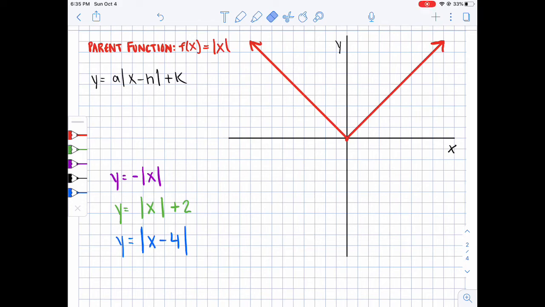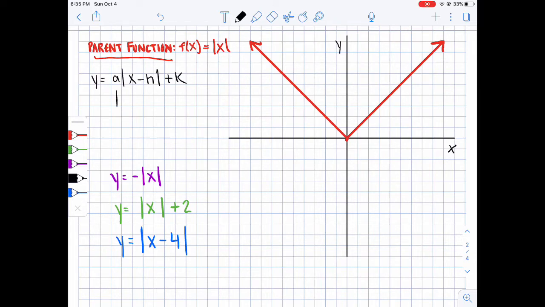Let's take a look at the transformations that can occur to a parent function. Graphed in red is the parent function of absolute value. We can graph absolute value functions that look similar to the parent function, but are graphed in different places on the coordinate plane by transforming it.